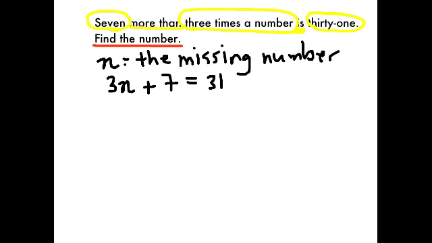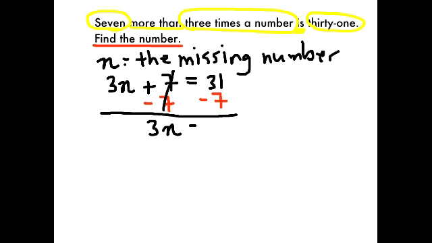The first thing, of course, with this two-step equation is to undo or cancel out the constant by using inverse operations. This is a plus 7, so we will minus 7 underneath and use the property of equality to do that on both sides. We'll work that out. The 7's cancel out, leaving us with 3n on the left, and 31 minus 7 is 24 on the right.